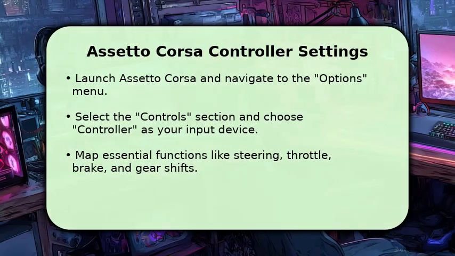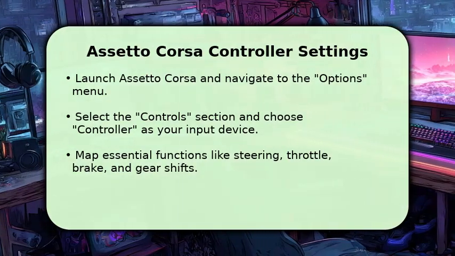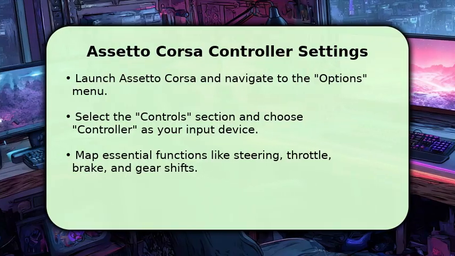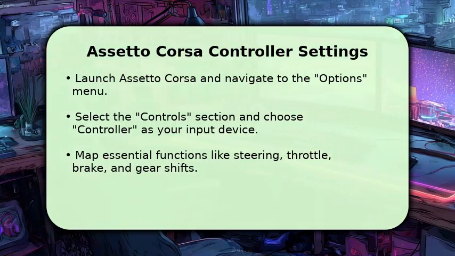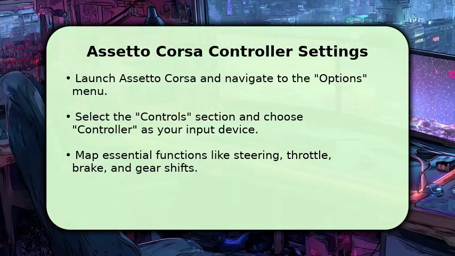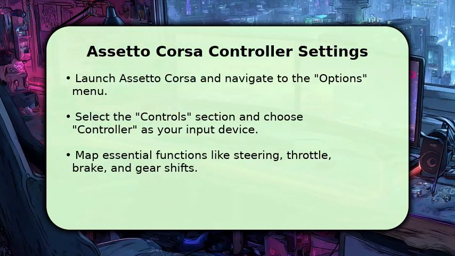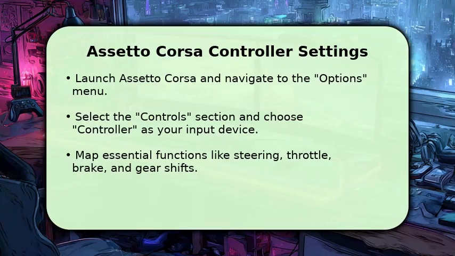Once Assetto Corsa is running, head into the Options menu, then select Controls. Here, you'll need to choose Controller as your primary input device. Now, it's time to map your essential functions. Assign steering, throttle, brake, and gear shifts to your preferred buttons and triggers.